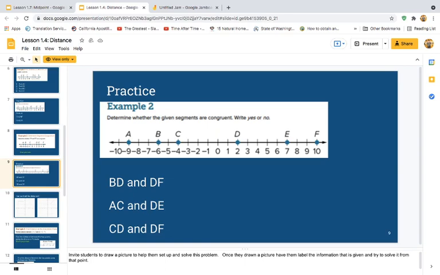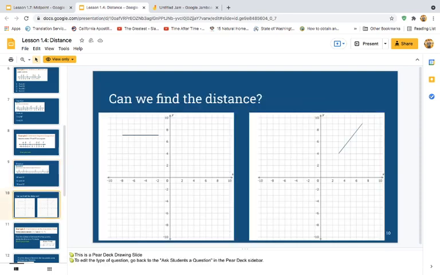And lastly, CD is 1, 2, 3, 4, 5, 6. And DF is 1, 2, 3, 4, 5, 6, 7, 8. 6 does not equal 8. They are different numbers, so therefore they are not congruent. So that's going to be a big fat no right there. Okay, so let's move on to the big boy stuff.